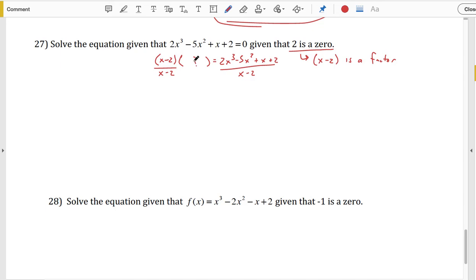So let's find it. We divide this original by x minus 2. When we divide this by x minus 2, we put 2 in the box if we're doing synthetic division. And put my coefficients, 2, negative 5, 1, and 2.